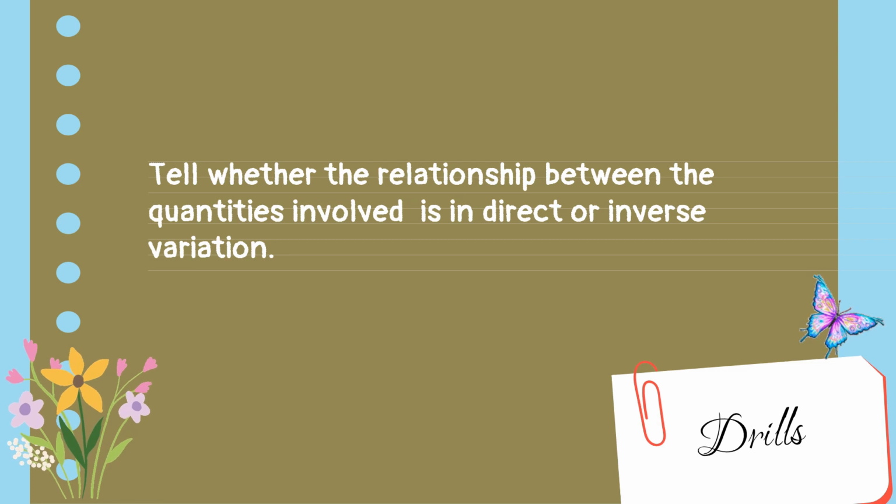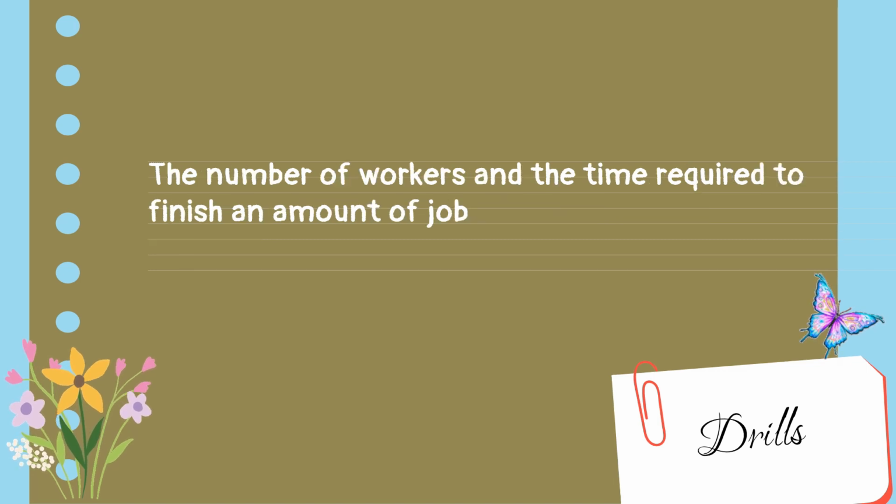Next one. Tell whether the relationship between the quantities involved is direct or inverse variation. Number 1. The number of workers and the time required to finish an amount of job. Is this direct variation or inverse variation? Alright, the answer is inverse variation.